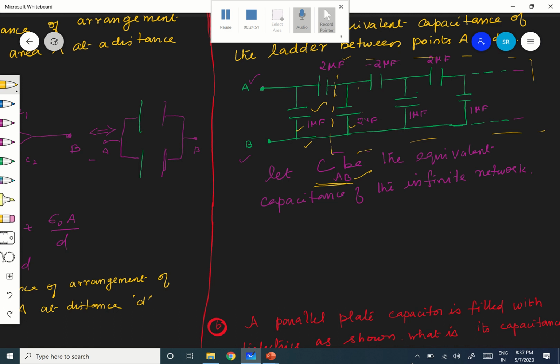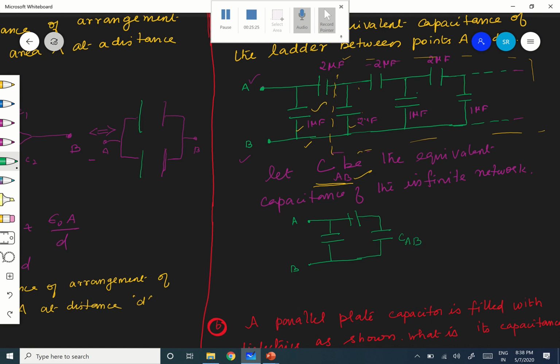Therefore, the network will now become like this. Between A and B, this is one capacitor of 1 microfarad, and here is my 2 microfarad capacitor, and everything put together is CAB. So here there will be CAB.